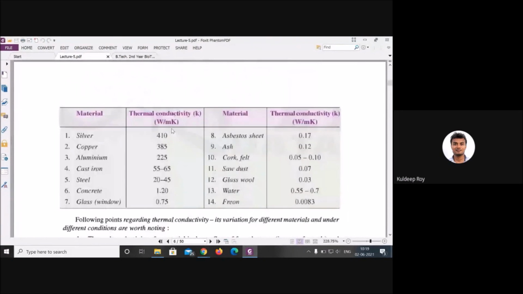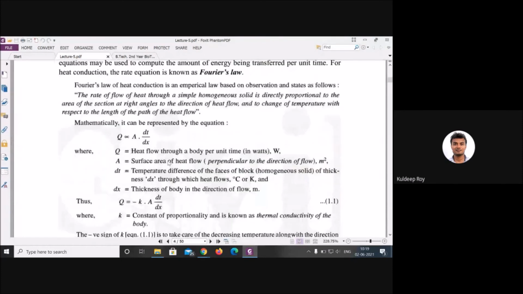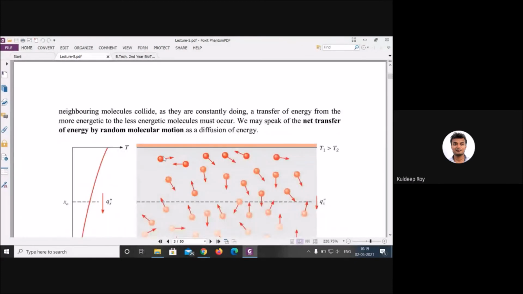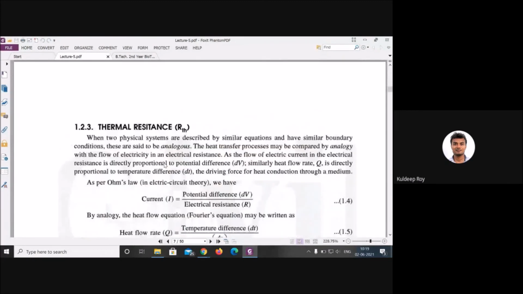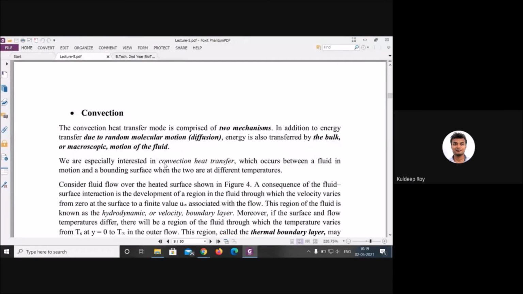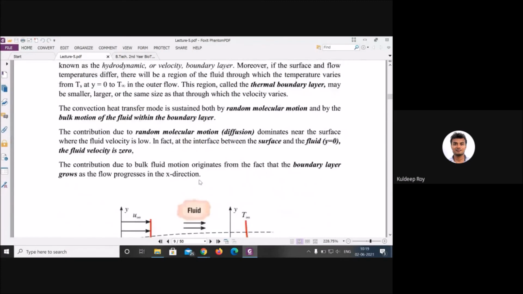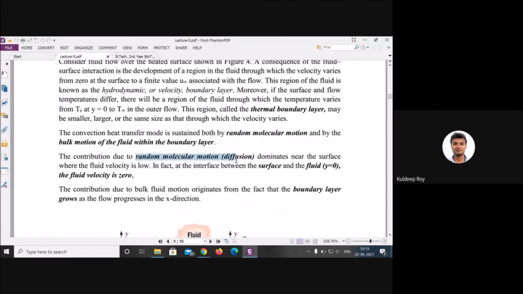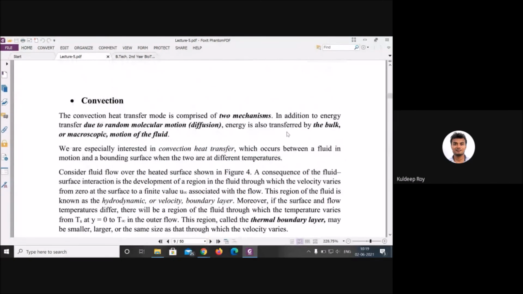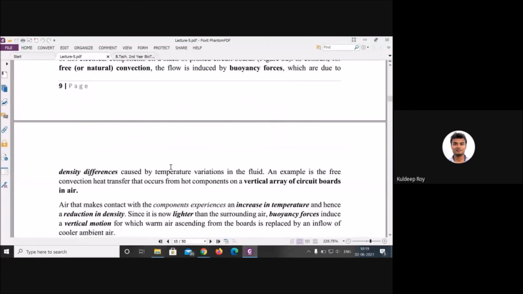Here, the convection. Where is the mechanism? Due to the random molecular motion. So convection has a little bit of similarity: adjacent to the surface, in this particular region, random molecular motion will occur. After that, the bulk diffusion, or the bulk motion of the fluid, will occur. This is called convection.